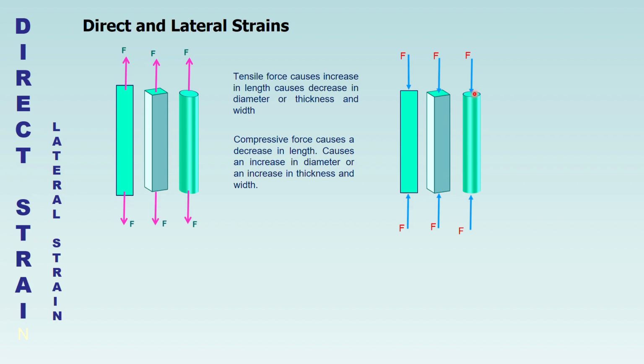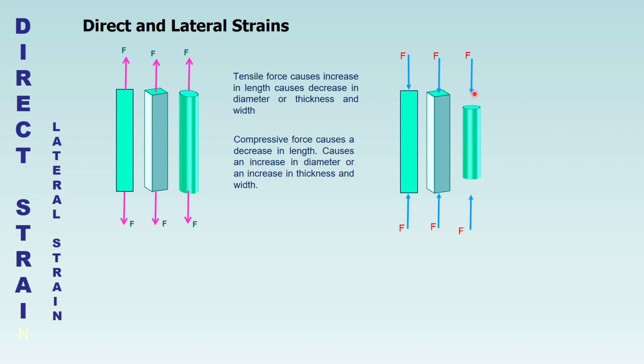So here you can see the force causes an increase in length. This is the pulling force, which is causing the length to increase, but at the same time a reduction in the diameter. Now in the next case, you can see the force is causing the bar to be shortened, but at the same time the width and the thickness increase. So the rectangular bar or the square bar will be fatter and shorter.